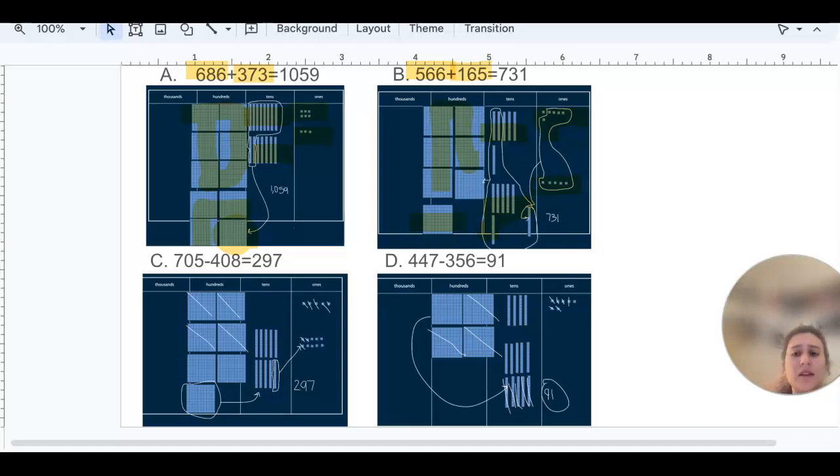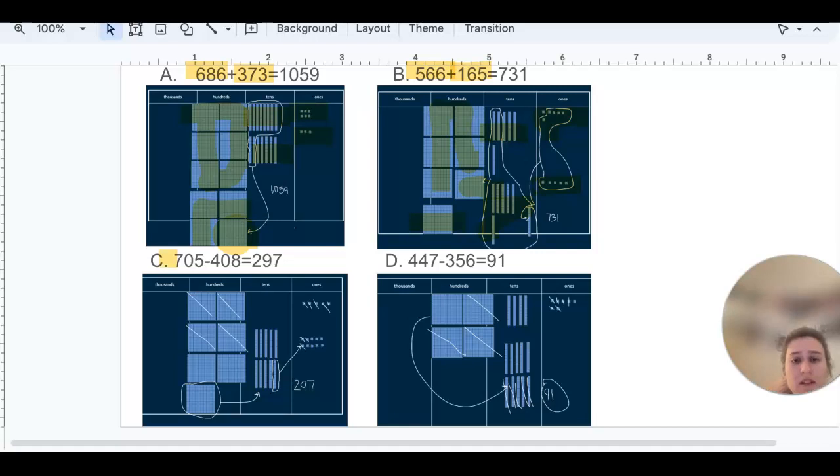I then noticed that there were more than 10 blocks in the ones column, so I added those over to the tens column, and then noticed that I had more than 10 blocks in the tens column, so I moved that over to the hundreds column. So kind of the same method as in A.